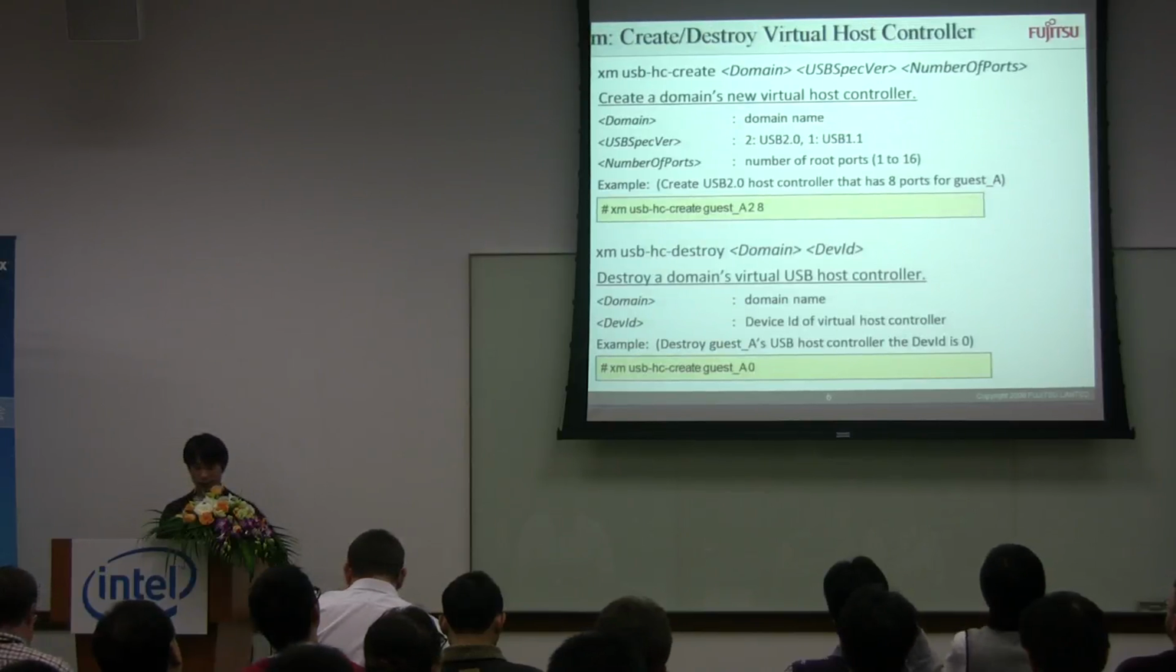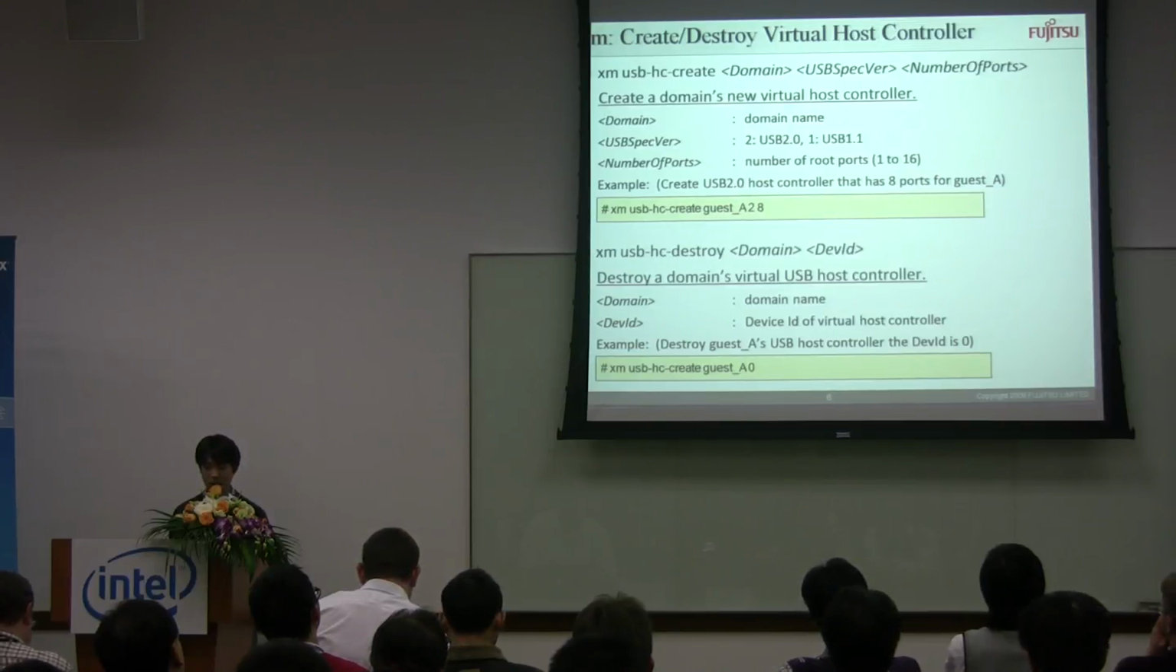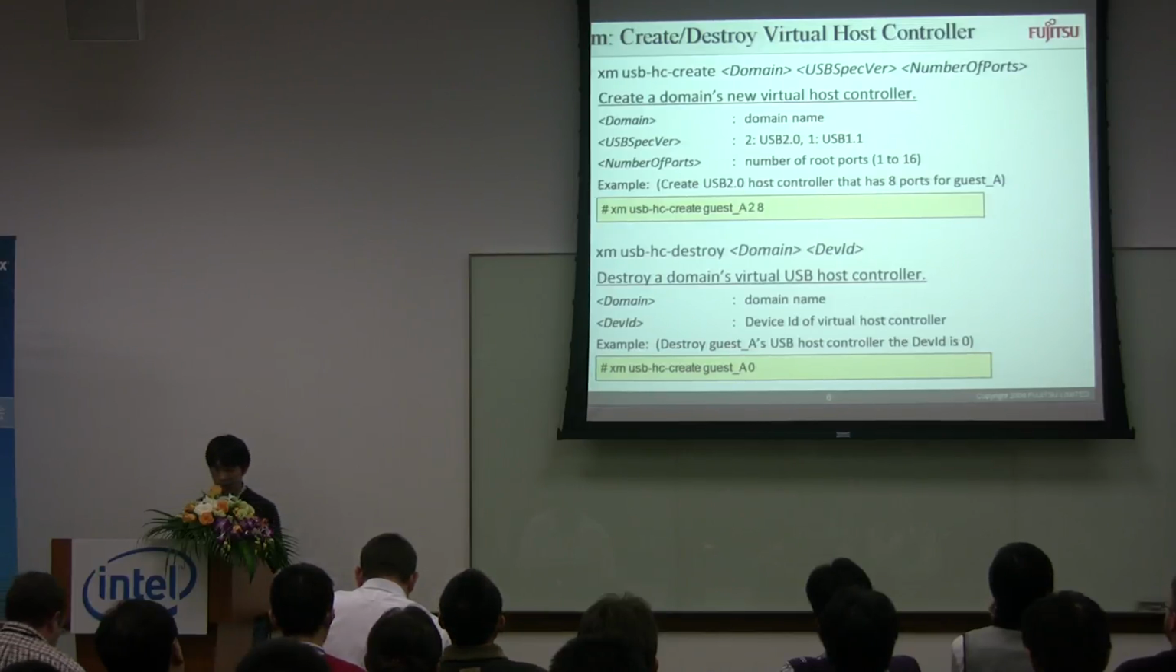I will now explain how to use PVUSB. Since the first release, tool support for PVUSB has been lacking. To use PVUSB, it has been necessary to manually set up the xenstore entries. Some people have created scripts for setting this up, but user freedom in PVUSB has been limited. At last, we are ready to provide extended support. Here are the new commands that create and destroy a virtual host controller. For creating the host controller, you need to specify the USB host controller version, USB 2.0 or USB 1.1, and the number of root ports. These are examples.